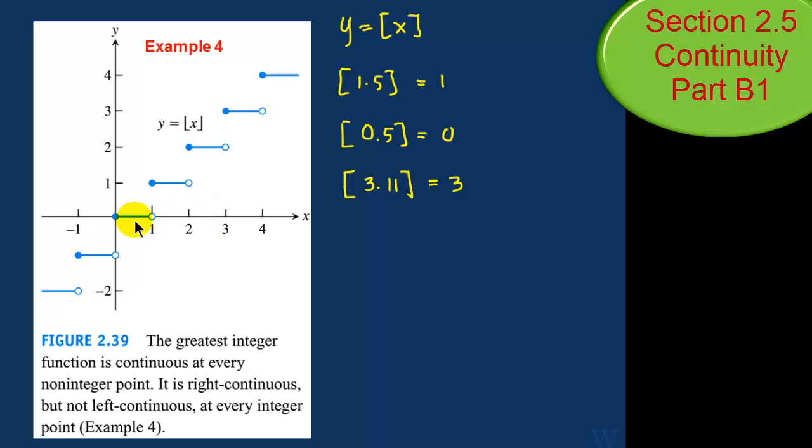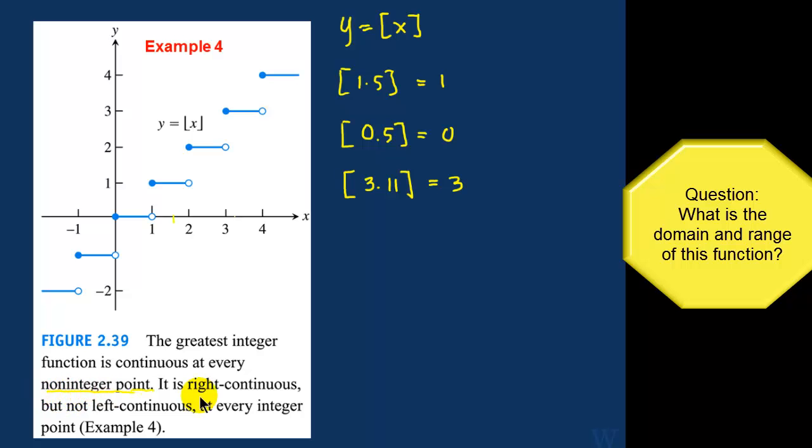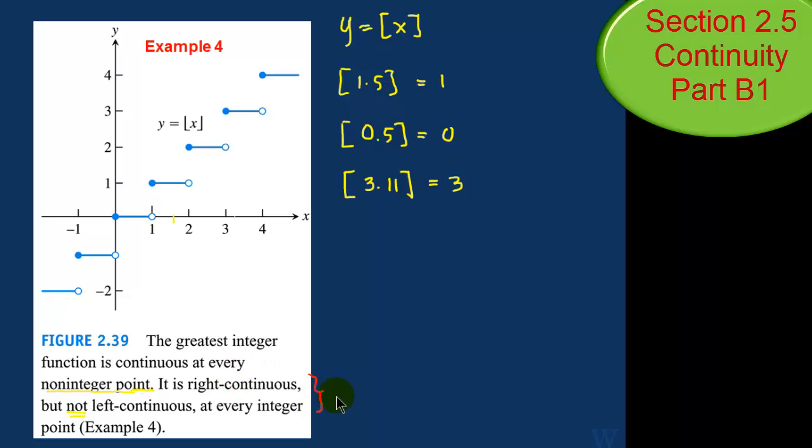If my x is 0.5, see my y value is 0. If my x is 1.5, there is the function value. Okay? If x is 3.11, then there is the function value. It's equal to 3. So the greatest integer function is continuous at every non-integer point. And it says here it is right continuous, but not left continuous at every integer point. Let's see why. Why is this true? What does this statement mean? It says it's right continuous, but not left continuous.